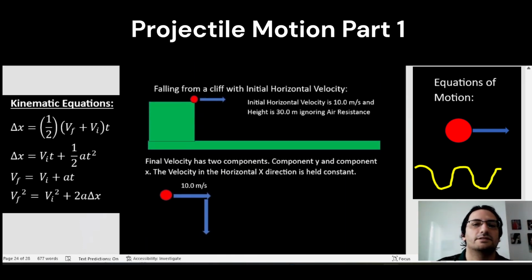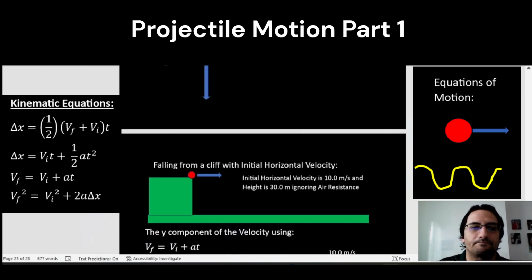The next thing is that the final velocity has two components, component y and component x. The velocity in the horizontal direction is held constant. So we know that the ball, as it falls, keeps the same horizontal velocity every time, but the y velocity increases on its way down. We have this figure right here. It's moving to the right at 10, but it's dropping at a different rate every time.